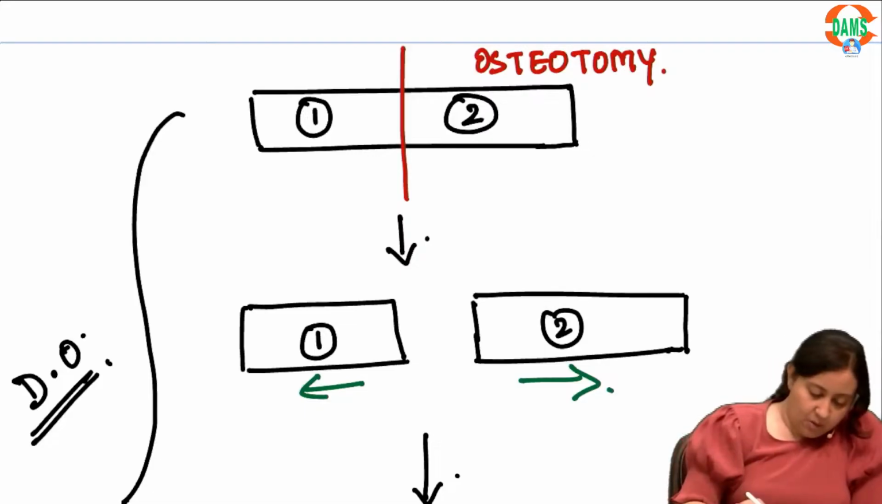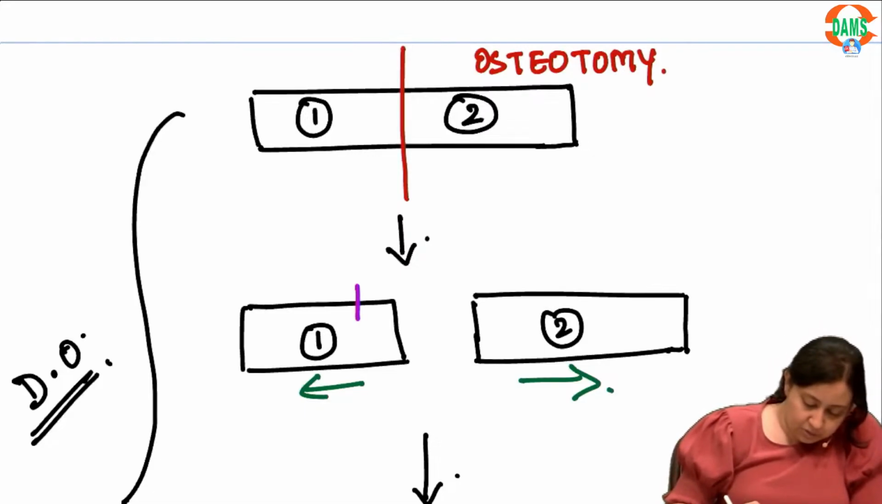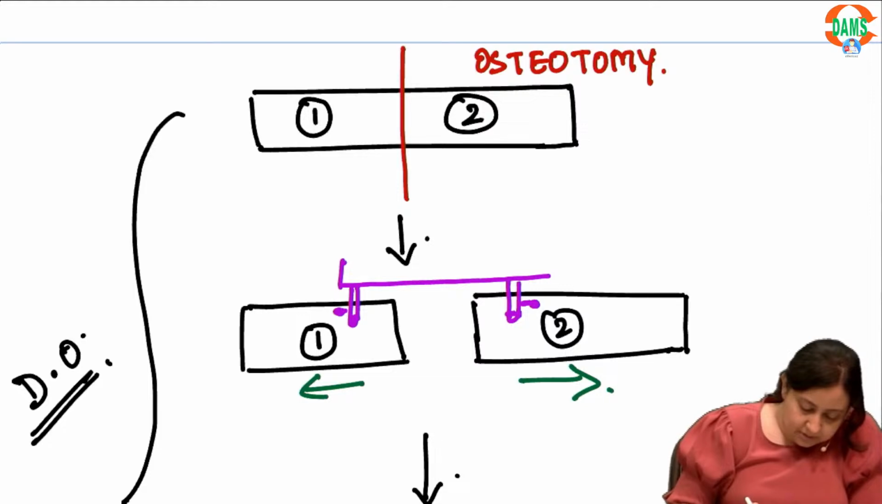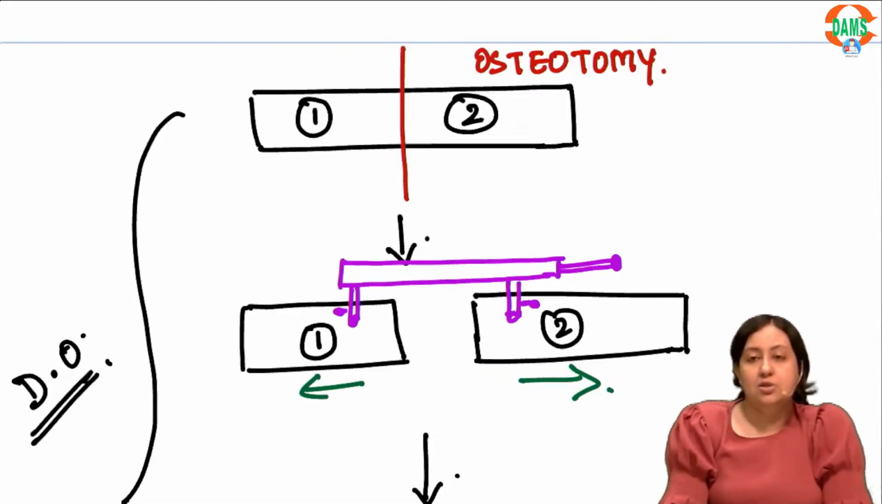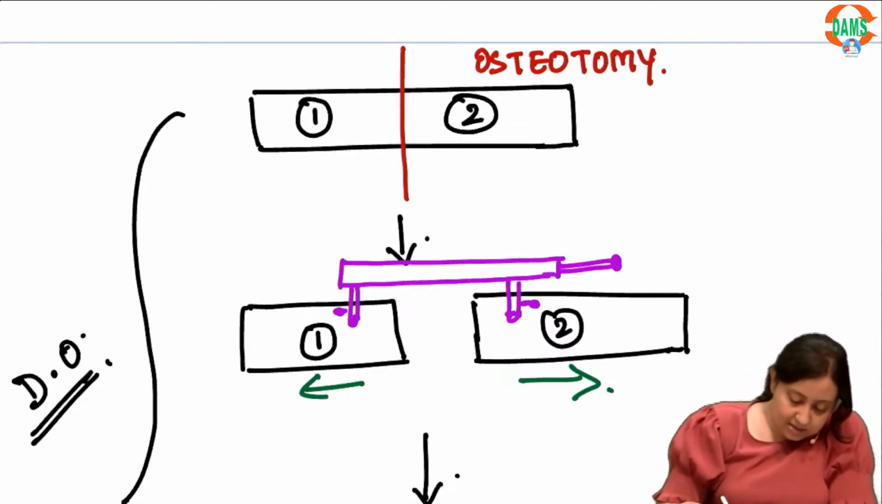Okay, now how is this done? So there is something known as a distractor device. Okay, something known as a distractor device. This distractor device is applied across the osteotomy. Okay, this is screwed to the bone, the distractor device, and this distractor device has a slot where I've drawn the arrow.